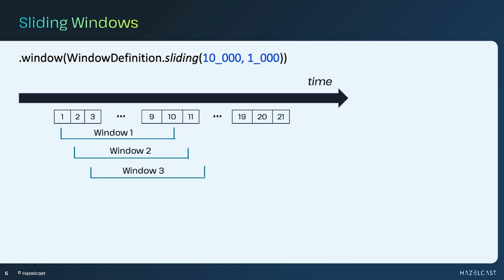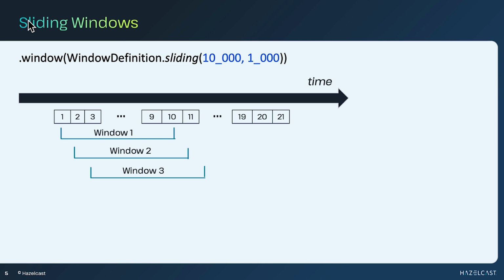Our first window of 10 seconds will encompass all the items in frames 1 through 10. And then we slide 1 second or 1 frame so that the second window includes frames 2 through 11. The third window covers items or frames 3 through 12, and so on. And this works well for calculating a moving average, so this is the window type we'll add to our pipeline.